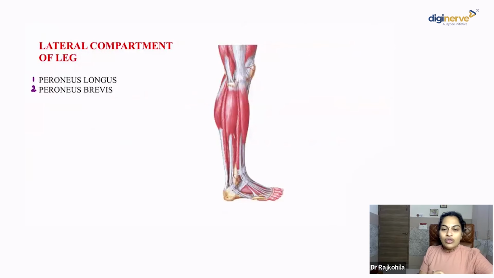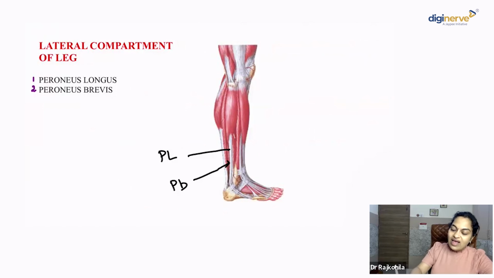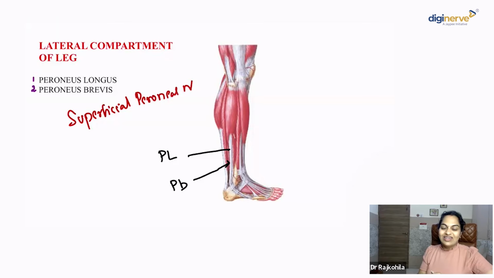So this image is showing you the lateral side of the leg, and what are the two muscles there? This one here is the peroneus longus, and beneath it will be the peroneus brevis, and both are innervated by the superficial peroneal nerve, right? And these are everters of the foot.